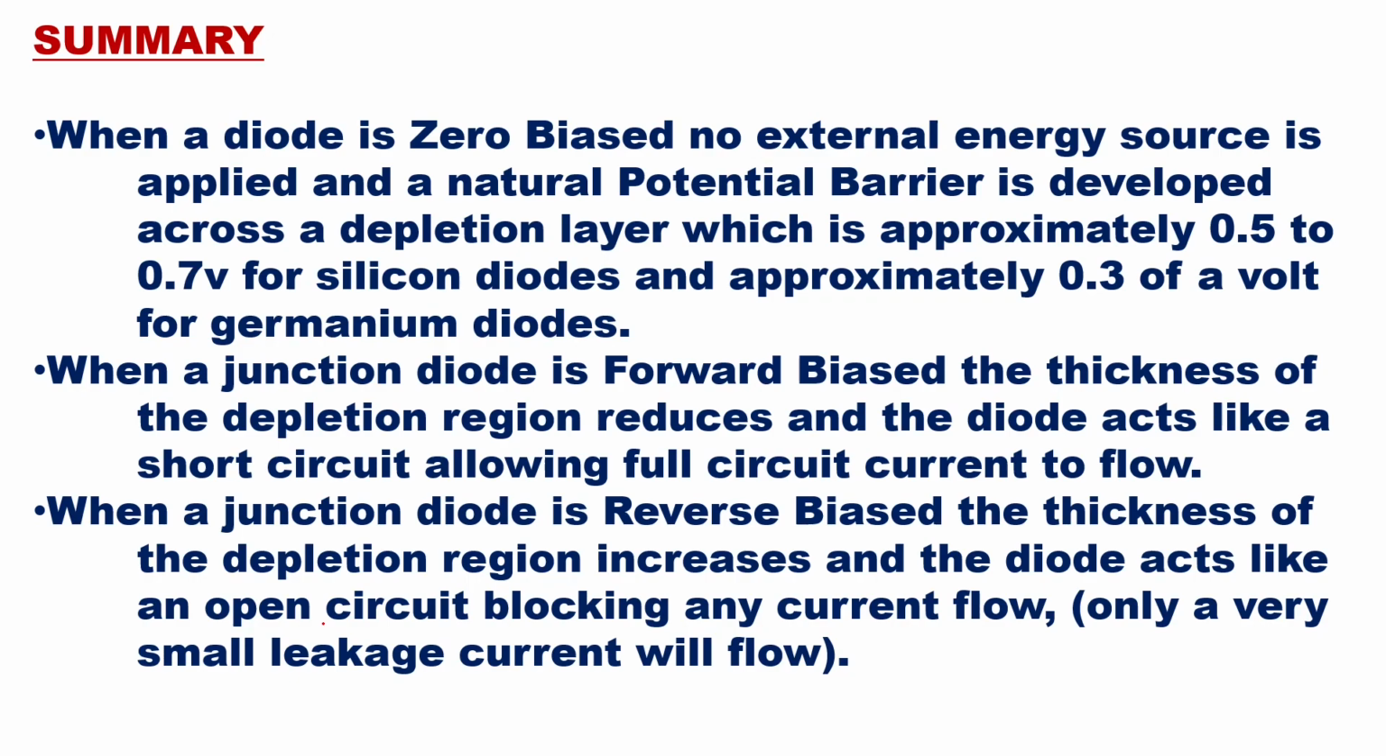The second point says that when the junction diode is forward biased, the thickness of the depletion region reduces and the diode acts like a short circuit, allowing full circuit current to flow. And the third says that when the junction diode is reverse biased, the thickness of the depletion region increases and the diode acts as an open circuit, blocking any current flow. Only a very small leakage current will flow. But as you increase the reverse bias voltage, this leakage current will increase and there will be a drastic increase in the current once you reach the breakdown reverse voltage.